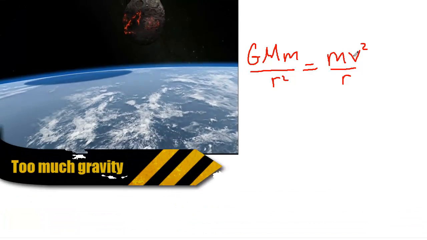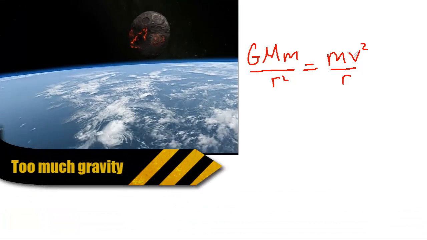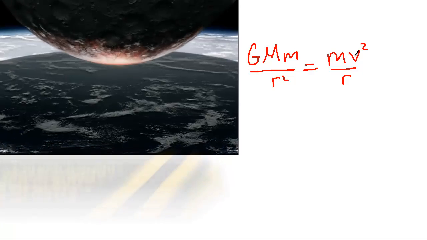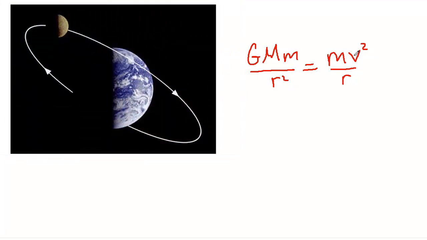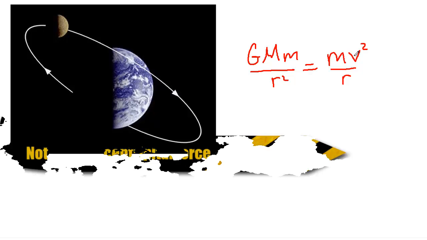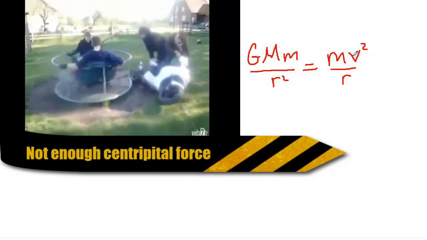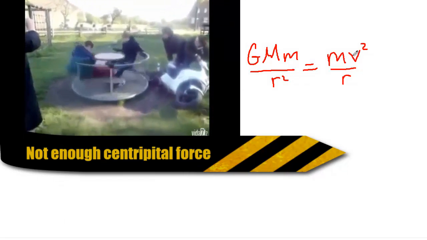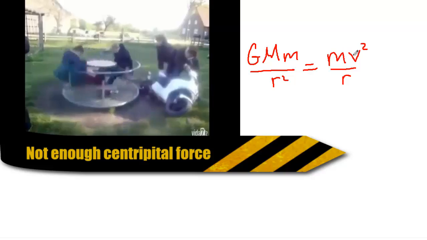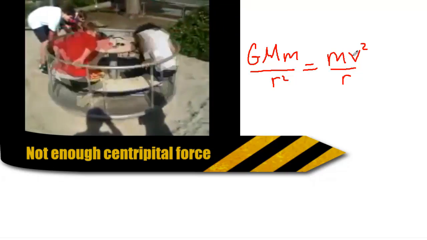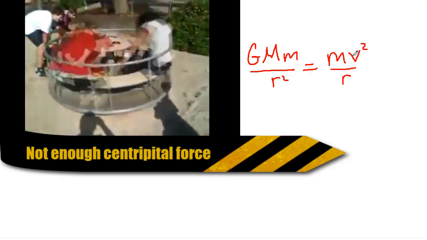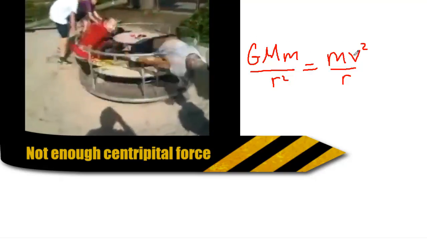In the case of the Earth and the Moon, if the gravitational force was too strong, the Moon would come crashing into the Earth. If, on the other hand, the gravitational force was not strong enough, the Moon would spin and then fly off into space. The internet is full of examples of people spinning on a merry-go-round where the centripetal force required to keep them going in a circle simply exceeded the force pulling them in. So, they flew off the merry-go-round.